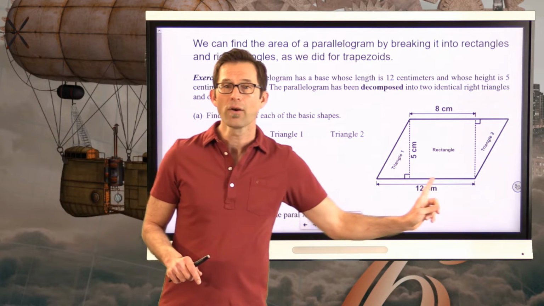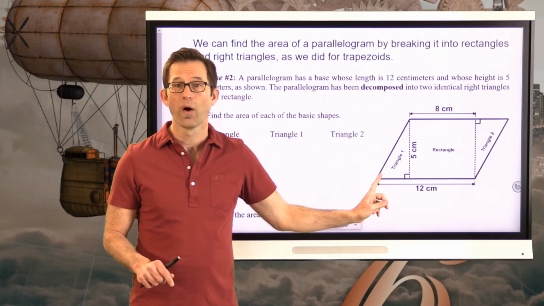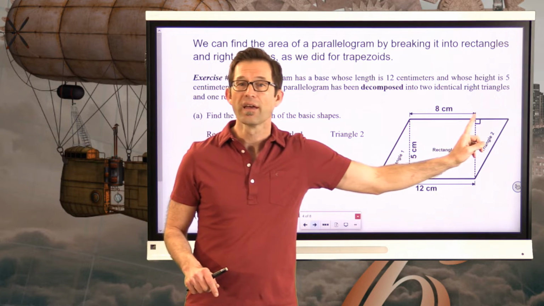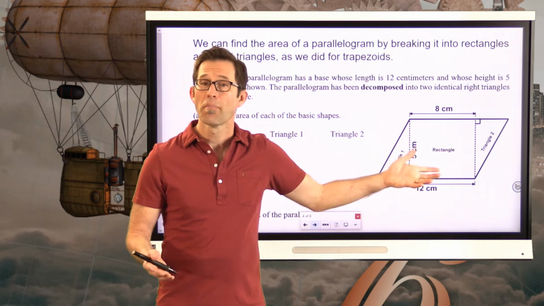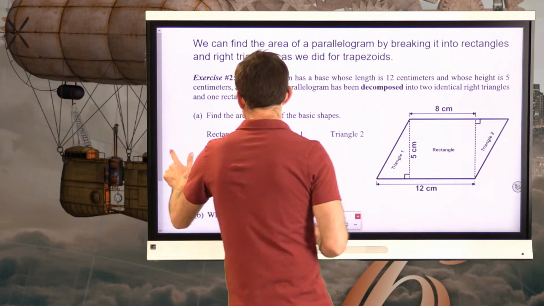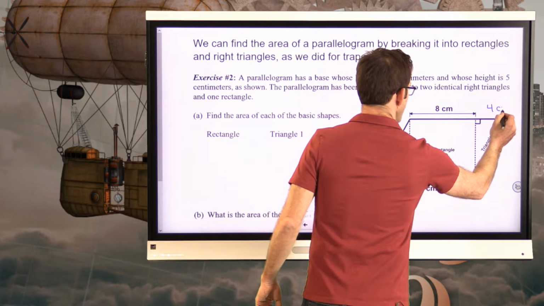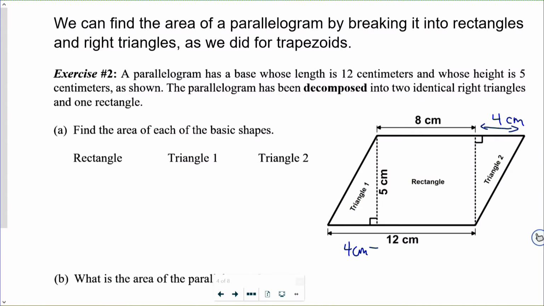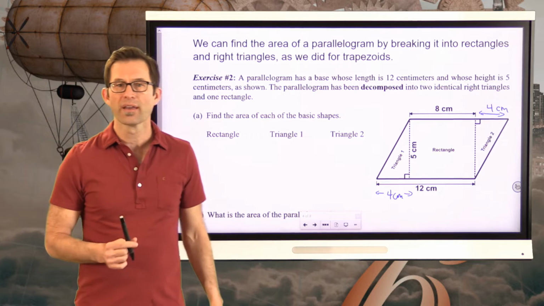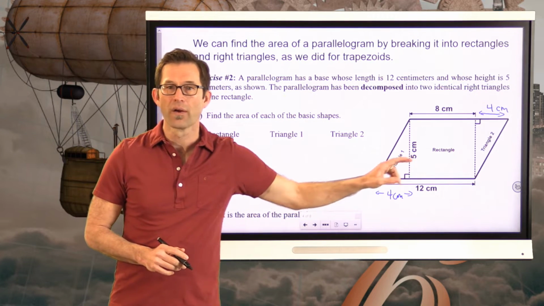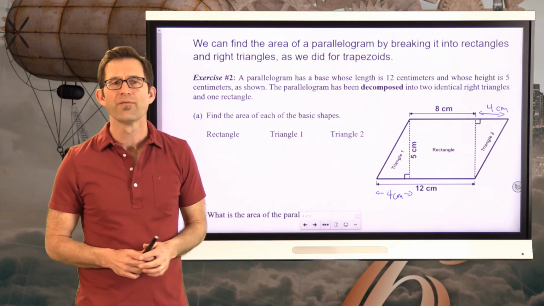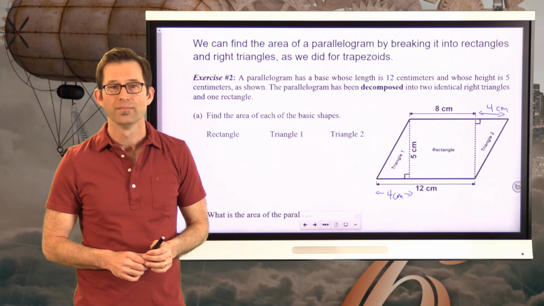Now, it's important to note that I've done a bunch of the decomposing already, and we know that the entire base length of the parallelogram is 12 centimeters. And I'm telling you that the base length of the rectangle is 8 centimeters. By default, of course, that means this length must be 4 centimeters, and this length must also be 4 centimeters. So what I'd like you to do now is figure out what the area of the rectangle is, and what the area of the 2 triangles are. That's letter A. So pause the video now and go ahead and find those 3 individual areas.